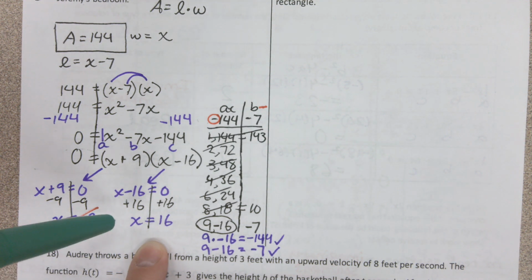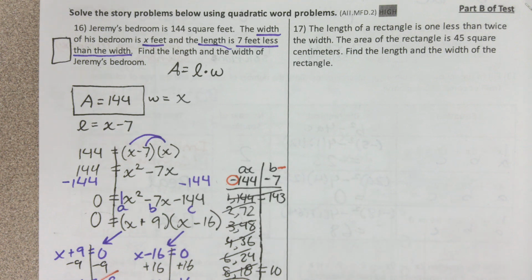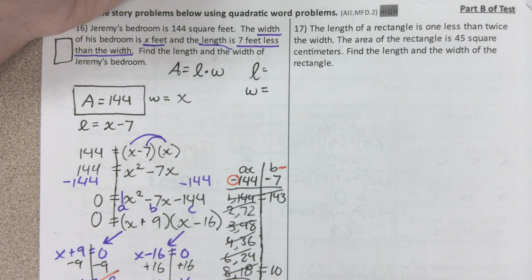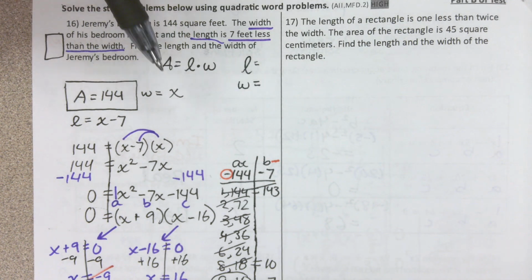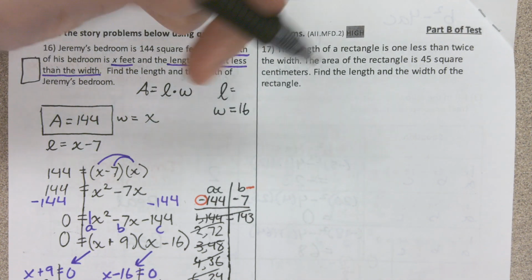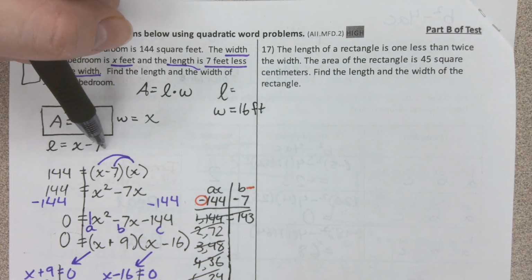A lot of students will get down to here and then they'll stop. Make sure you're answering the question. Find the length and the width of Jeremy's bedroom. So we're finding L and W. The width is just x. That's what I just found. x is 16. So W is 16, and I did not leave myself space to write the label. Feet. And the length. The length is x minus 7.